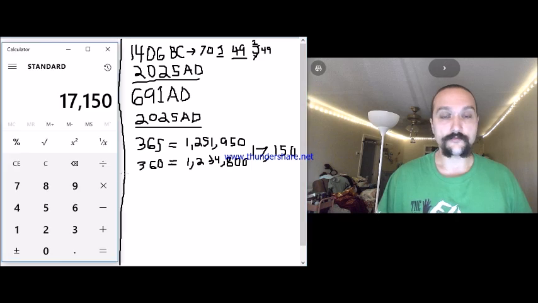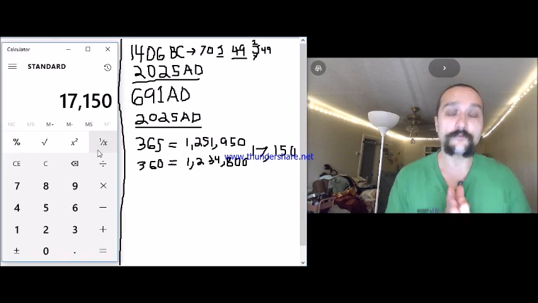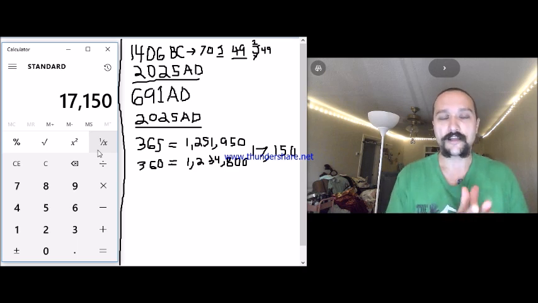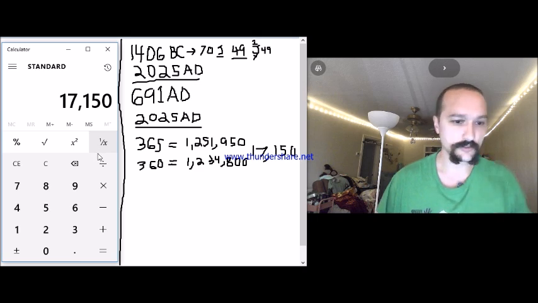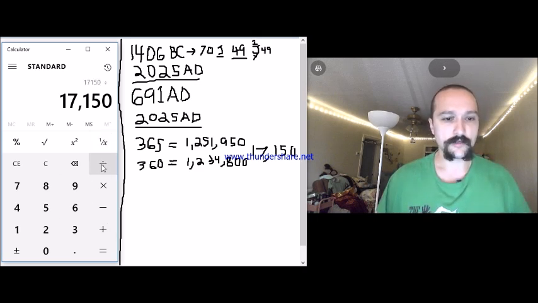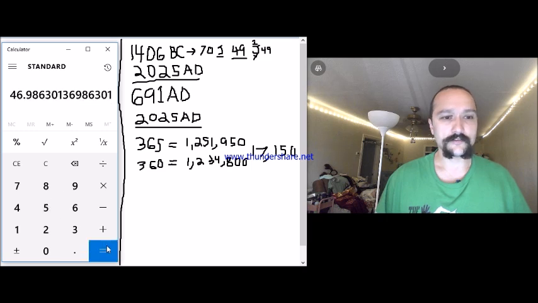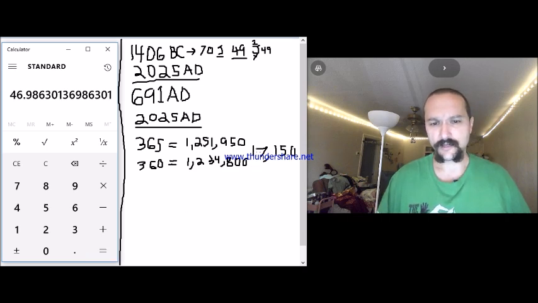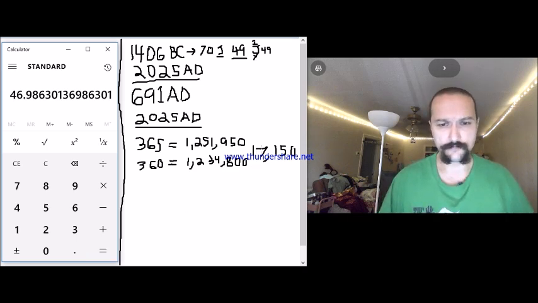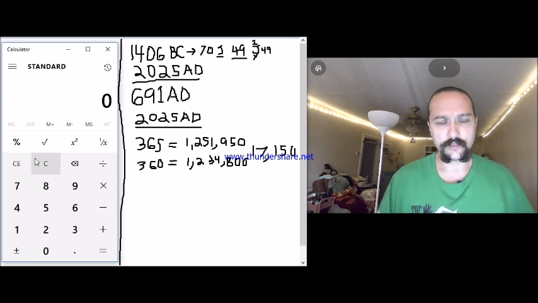So if we take this, it's about 49. If we go by the 365-day years, it's a little less than 49 years. If we go by 360, it's a little over. I'll do it just to show you. So if we divide this amount of days by 365, it's just under 47 years. Just under 47 years. And I think that this number is actually off here, because the last time I did it, this was different. So let me recheck this.